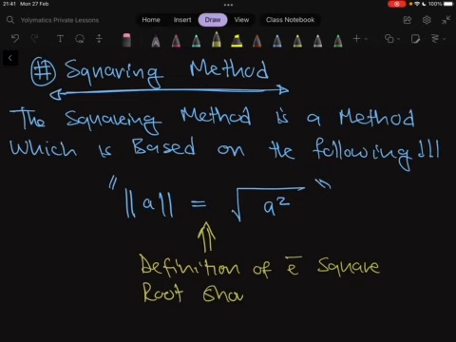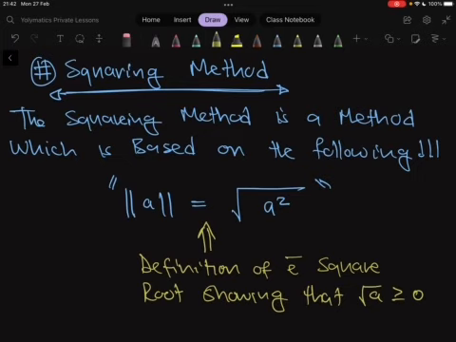Showing that the square root of any number is always greater than or equal to 0. You see, what we refer to as a square root is something that can never be negative. So a square root is a non-negative number.